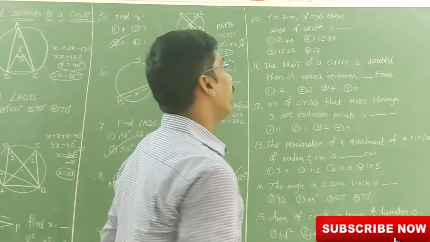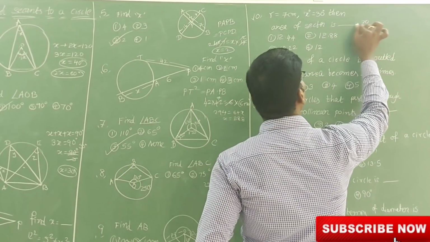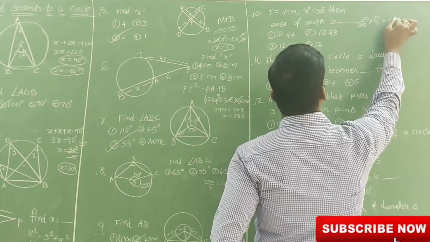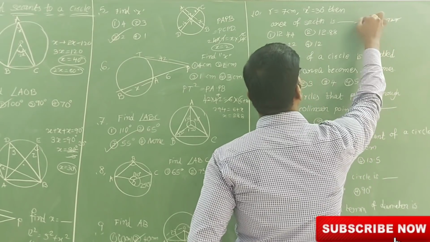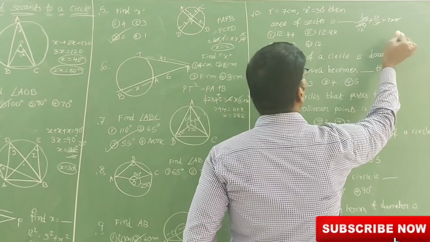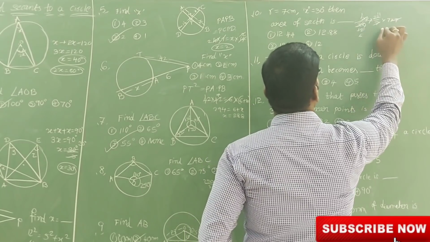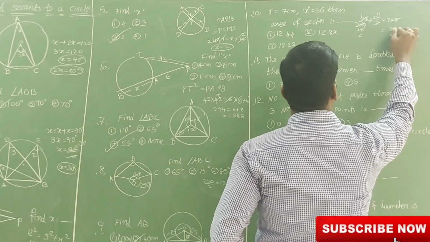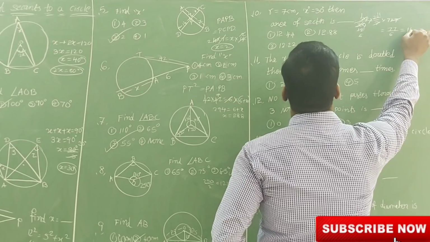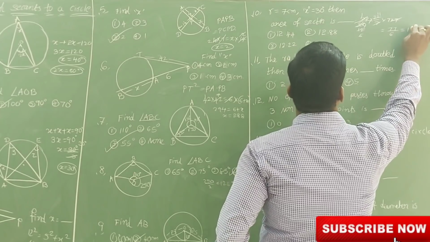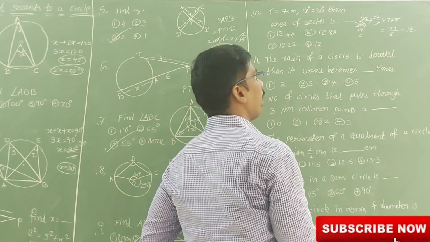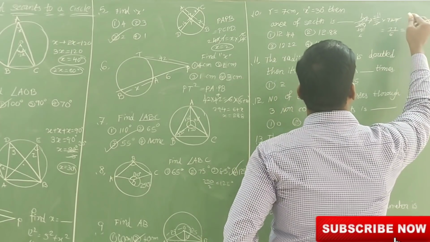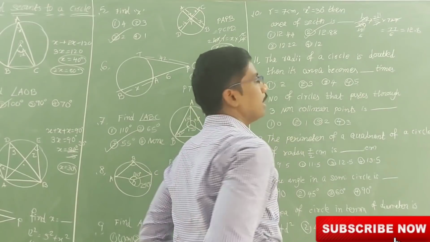Next, the 10th one. R is equal to 7 centimeters and x is equal to 30. Then the area of the sector is x by 360 into pi r square. Now 7 and 7 cancel, 0 0 cancel, 3 ones are 3, 12s are... Now 2 6s are 12, 2 11s are 22. That is equal to 77 by 6. So the answer is 12.83, that is the second option.